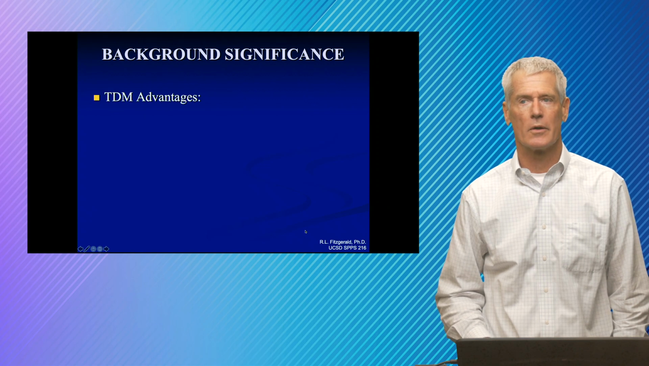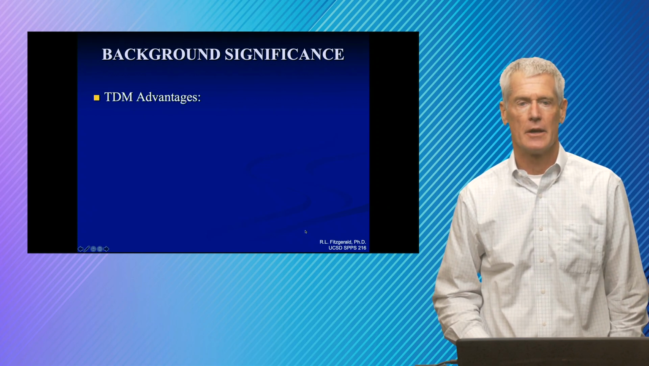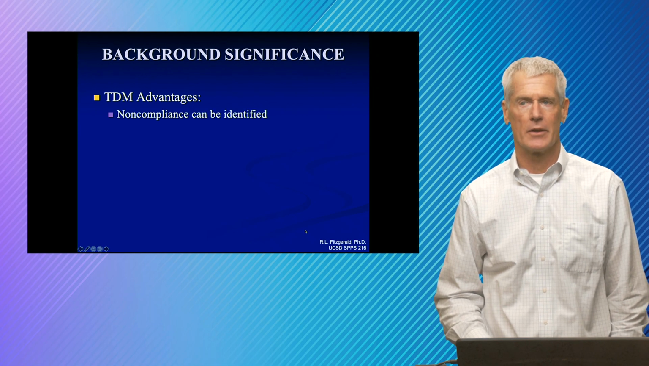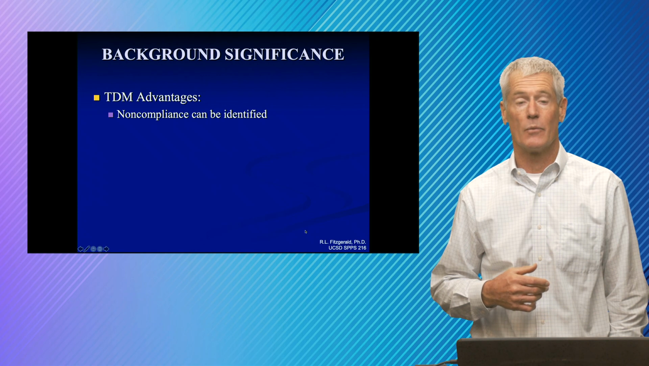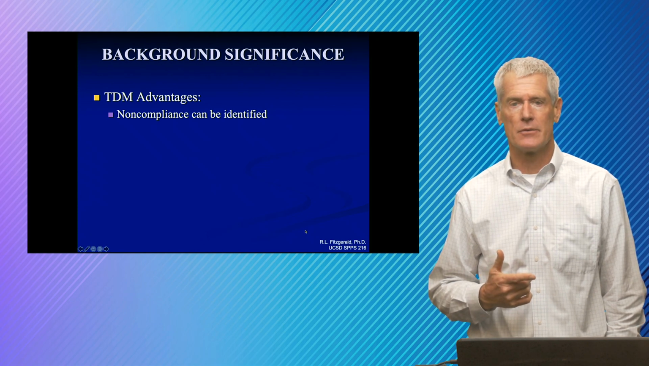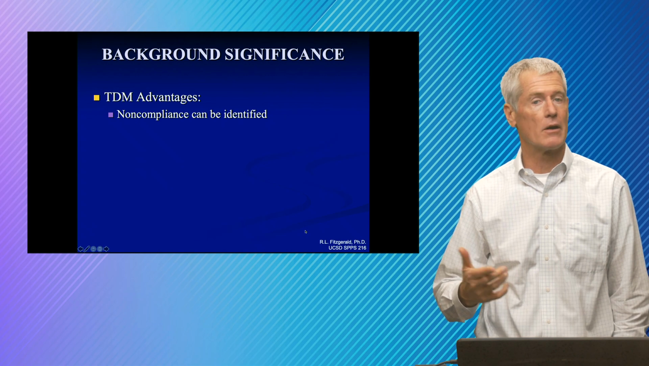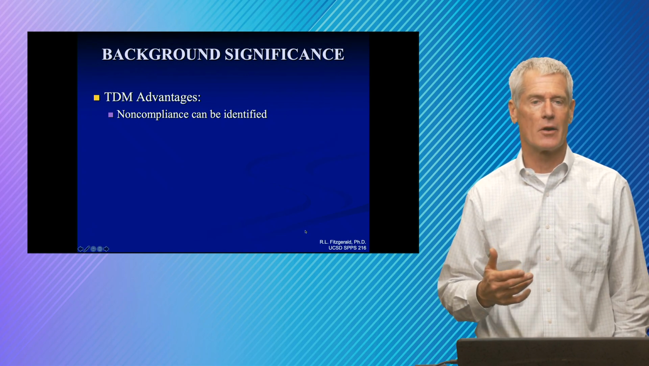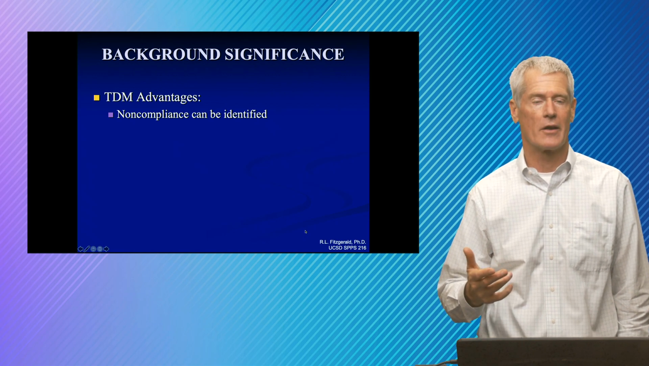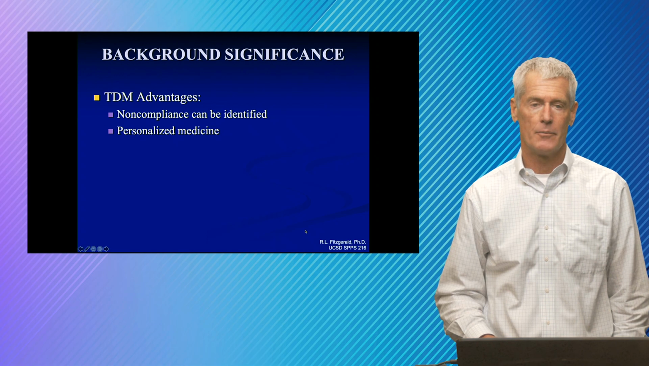So before you order a drug level on a patient, you need to think about a couple of things. What is it? How is it going to be helpful to you? One, you can identify noncompliance. So some drugs are very effective. People think they're better, and they just stop taking them. And if you're trying to manage them pharmacologically, one way to figure that out is to do TDM. Is the drug present? You can also do dose adjustments.